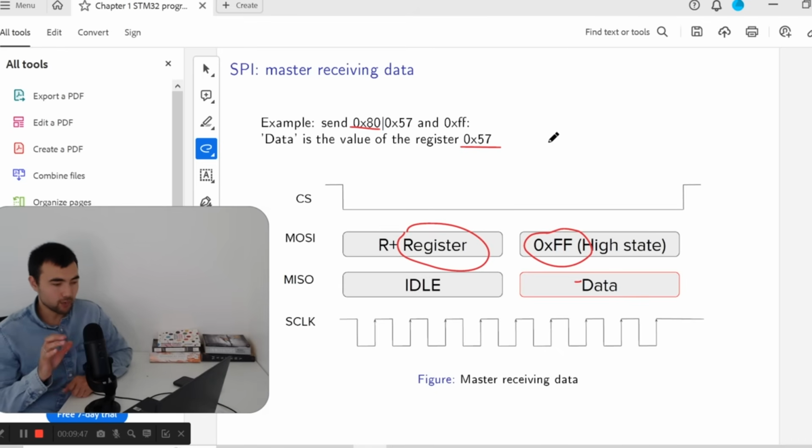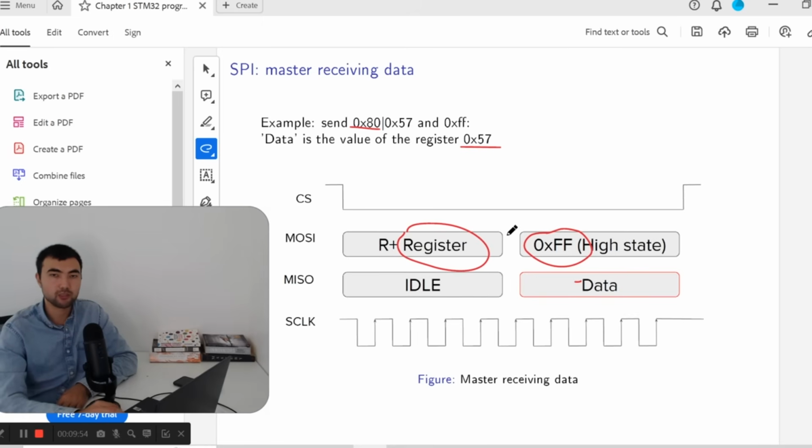And again, since we will use the HAL API, you don't need to worry about the details, because the HAL API libraries will handle everything.